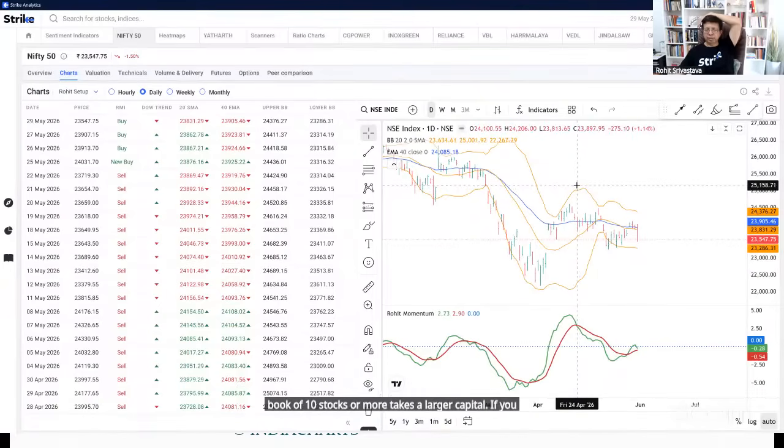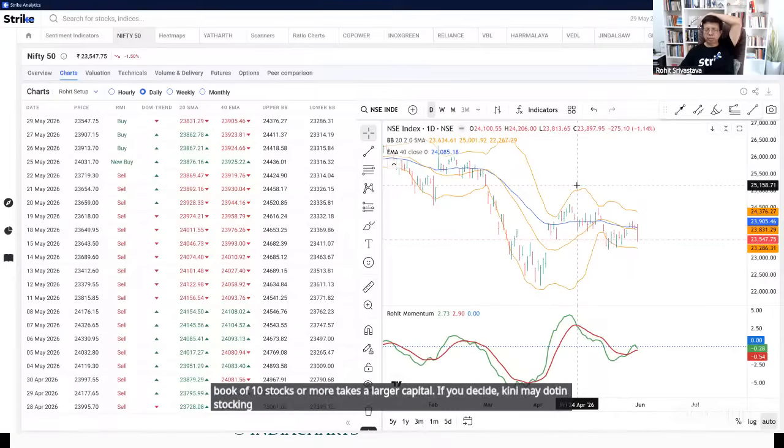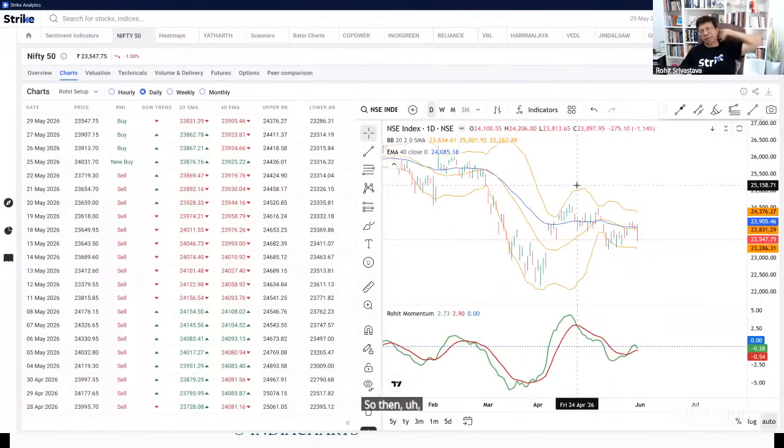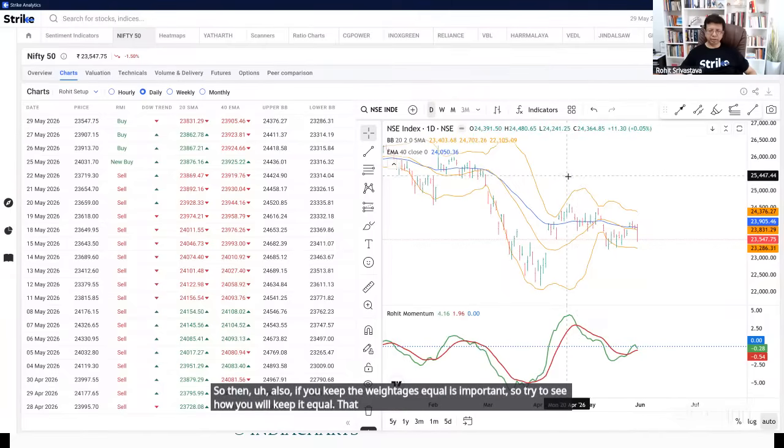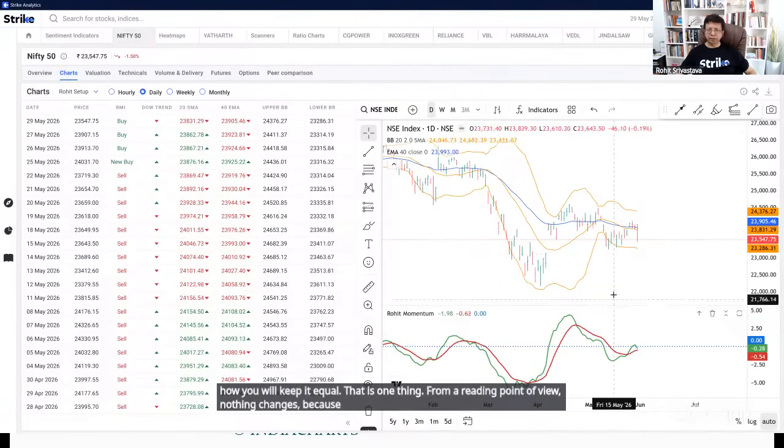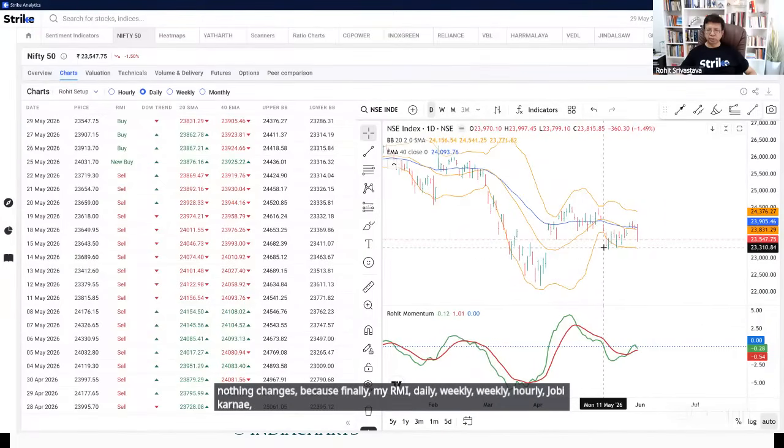If you decide कि नहीं, मैं ये 2-3 स्टॉक ही लेके कुछ ना कुछ 2-3 में ही काम करता जाऊंगा, then also if you keep the weightages equal is important. So try to see how you will keep it equal. That is one thing. From a reading point of view, nothing changes because finally मैं RMI daily, weekly, hourly जो भी करना है वही करने वाला हूँ, because that amounts to taking a view.